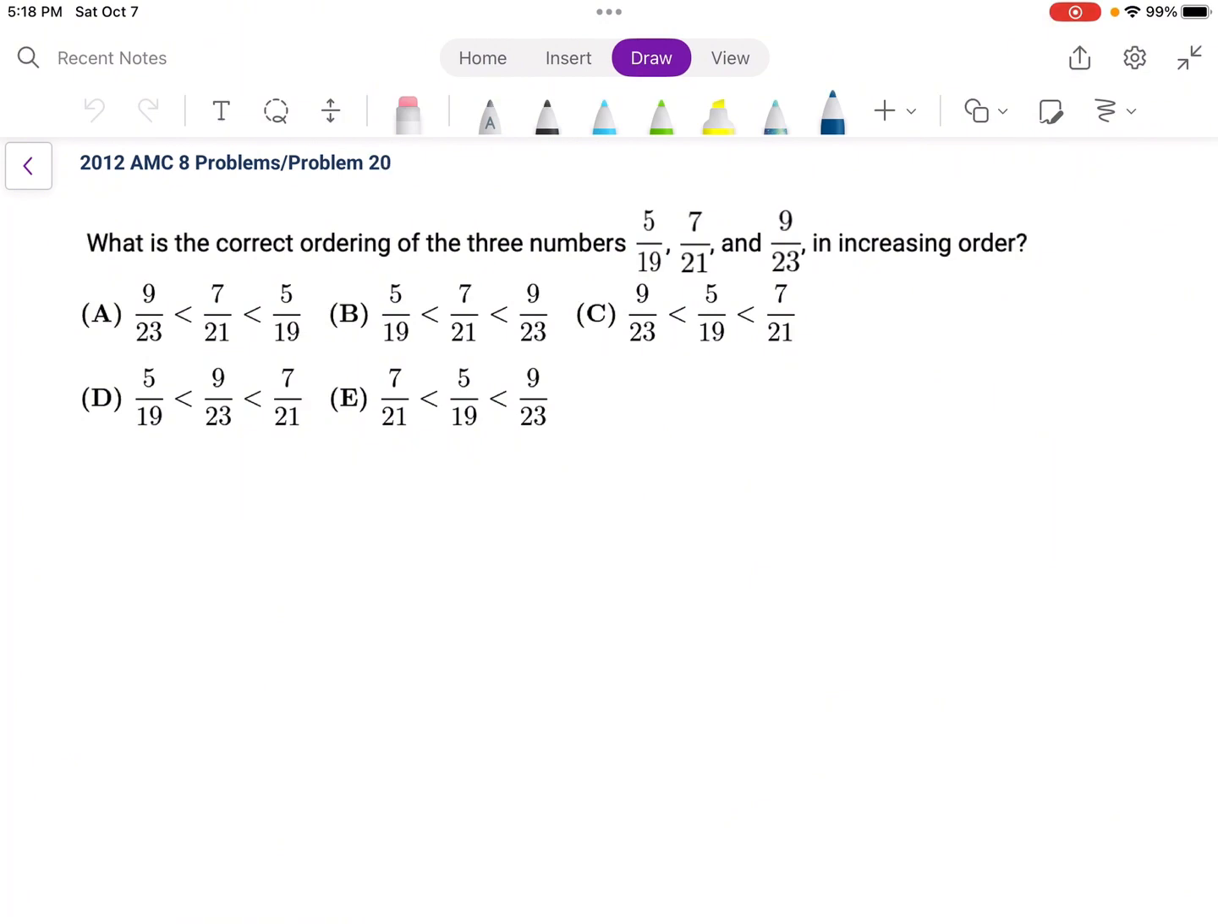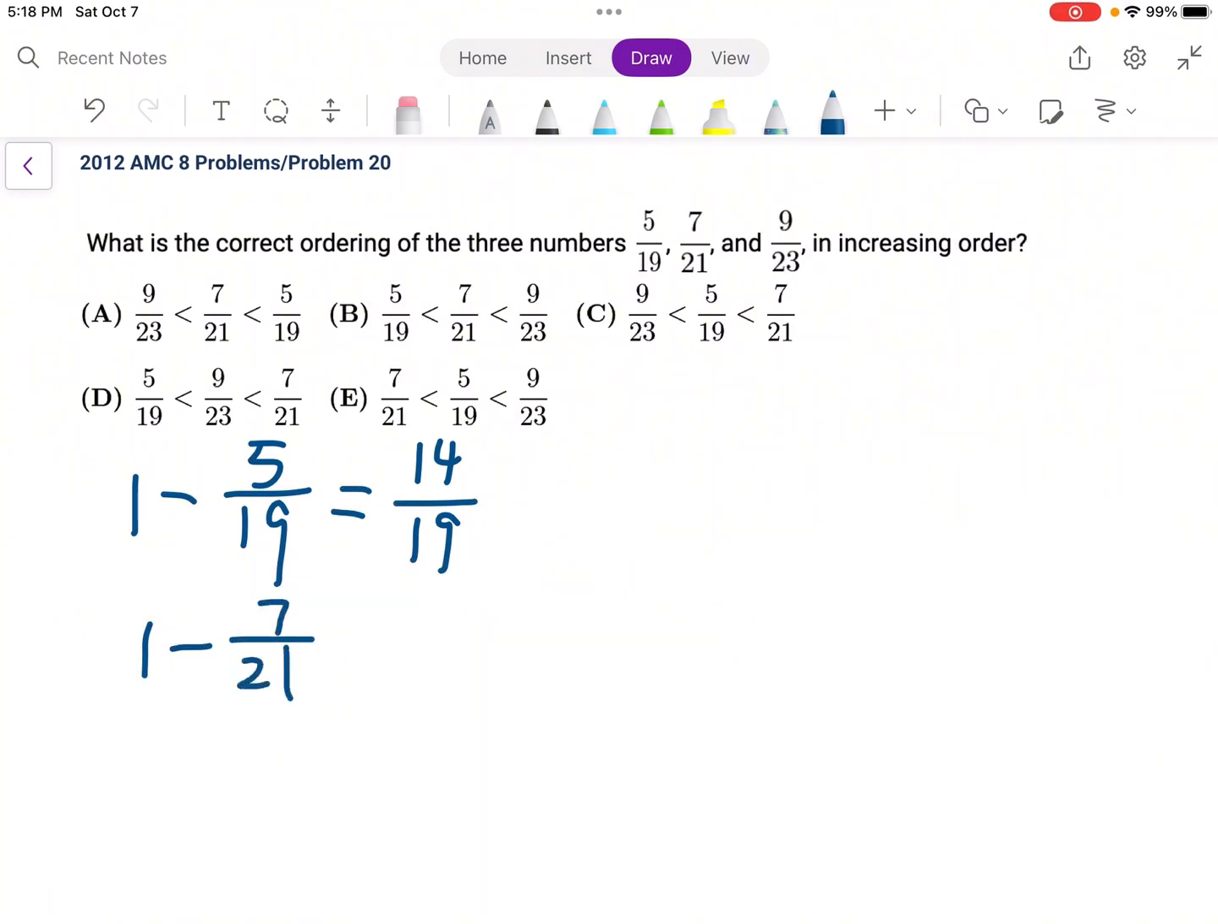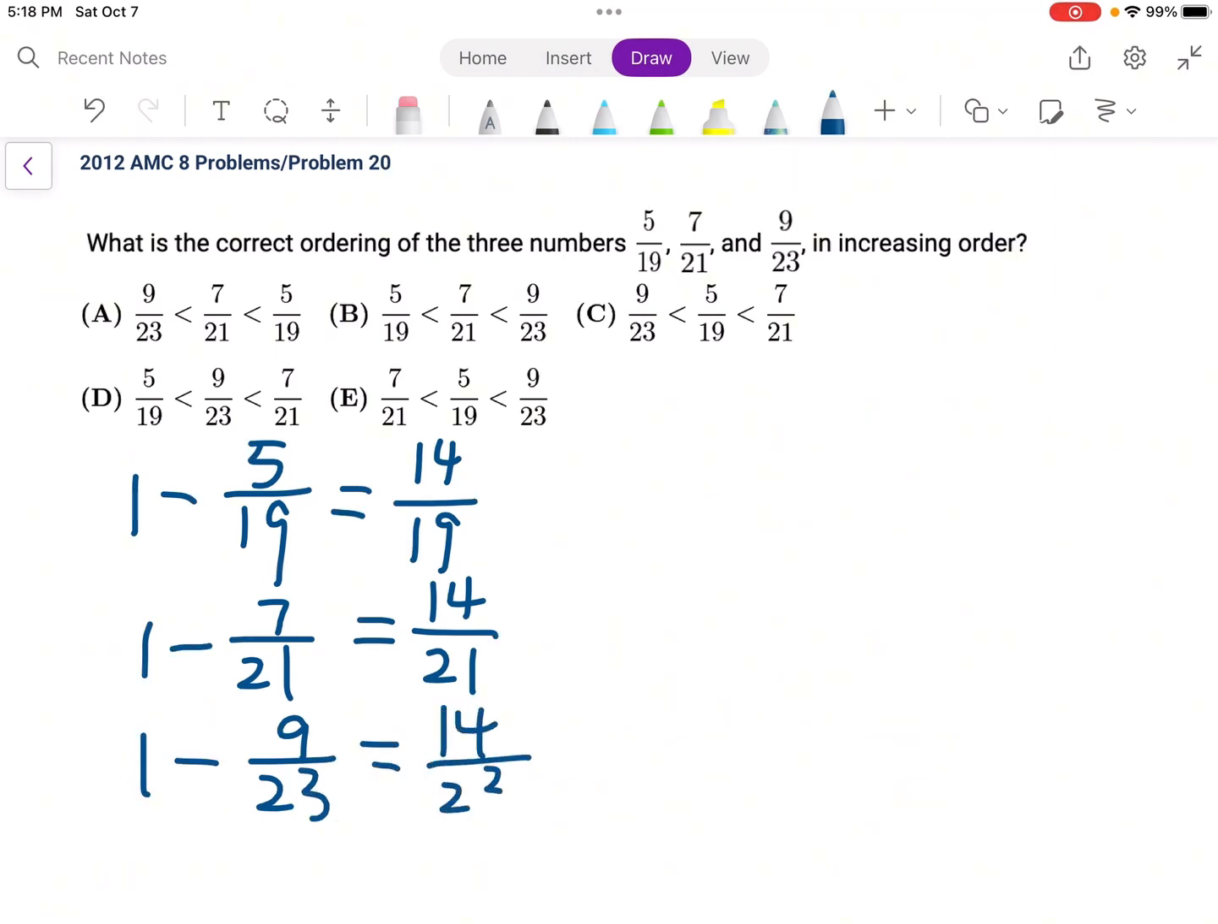Problem 20. In this problem, notice that each denominator subtracted from its corresponding numerator equals 14. So in this case, 1 subtract 5 over 19 equals 14 over 19. And 1 subtract 7 over 21 equals 14 over 21. 1 subtract 9 over 23 equals 14 over 23.